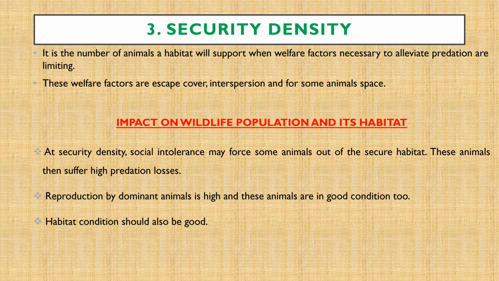Social intolerance may force some animals out of the secure habitat. These mainly arise during mating seasons and the competition for food. So when the weaker animals are driven out of the secure habitat, they are likely to meet the predators outside, which then ensures that they will be killed. Another impact we look at is that reproduction by dominant animals is high, and these animals will always be in good condition. The last impact we look at is that habitat condition should always be good under this security density.